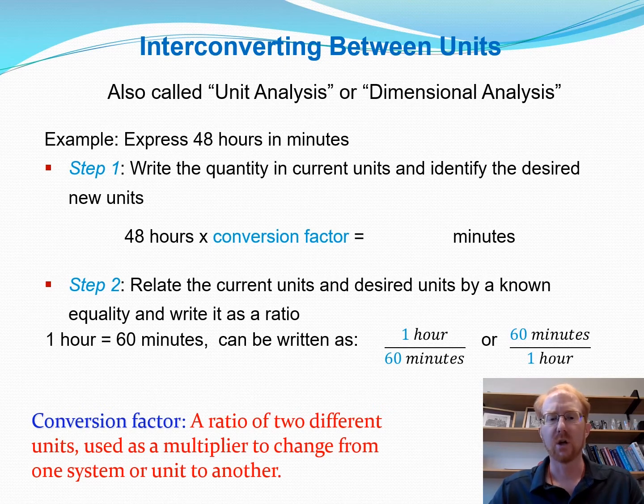So of these two conversion factors, 1 hour per 60 minutes or 60 minutes per 1 hour, which one do you think we need to use? And the answer is 60 minutes per 1 hour. And I'll show you why as we go through this.